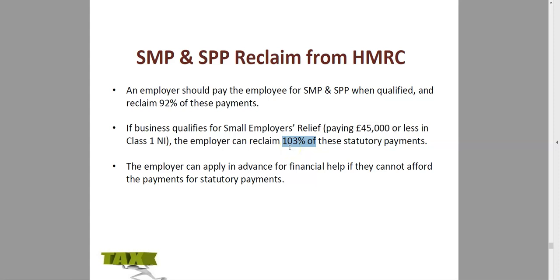If you are a small employer, that means you pay, or are paying, 45,000 or less in Class 1 National Insurance. If this is your condition, you can claim 103%. Alright, and if the employer is financially not viable, they can claim for the advance payment, and you can tell HMRC, please pay this money to me because I need to pay my employee the statutory payment.